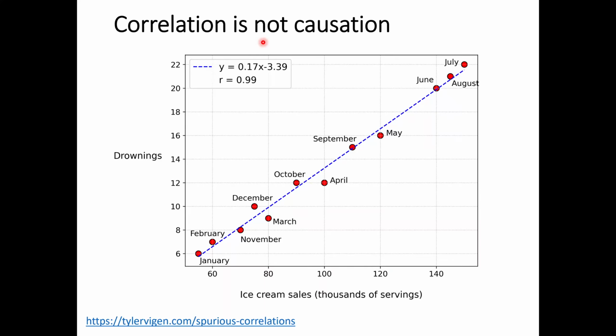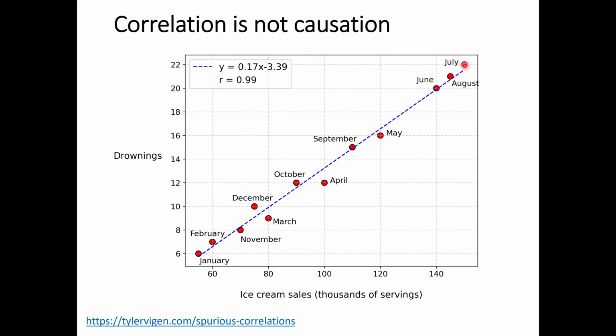Another important aspect to keep in mind: correlation is not causation. In other words, even if two variables change together, it doesn't mean that one of them actually causes the other to change. Here we have a funny but classic example. There's an almost perfect correlation, about 0.99, between ice cream sales and the number of drownings. At first glance, it looks like one might cause the other, but obviously that's not the case.